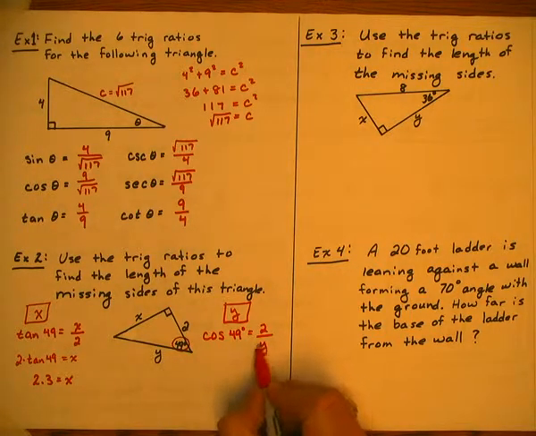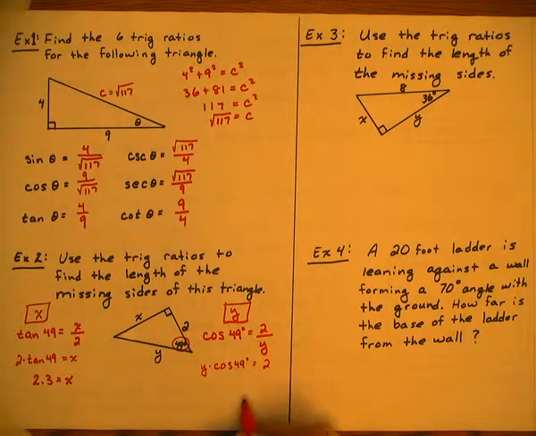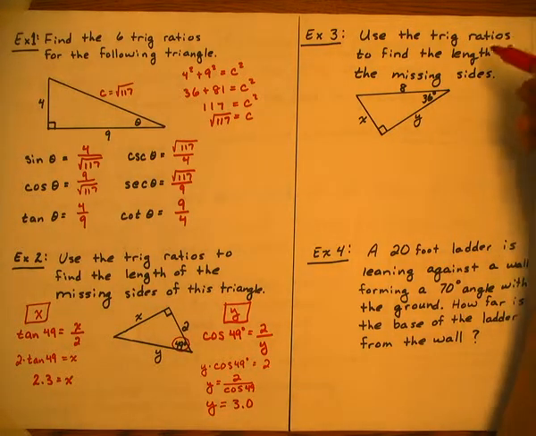Well, we need to get the variable out of the denominator, so you multiply it to the other side, which would make this y times the cosine of 49 degrees equals 2. Now we need to get y by itself, so we're going to divide by cosine of 49. So 2 divided by cosine 49. And if you type that into your calculator, you're going to end up with 3.0.